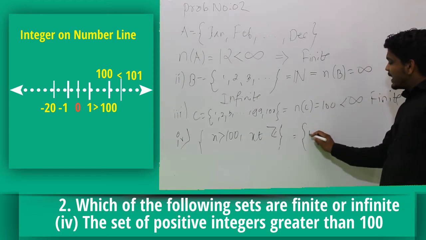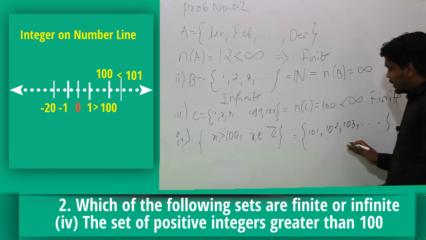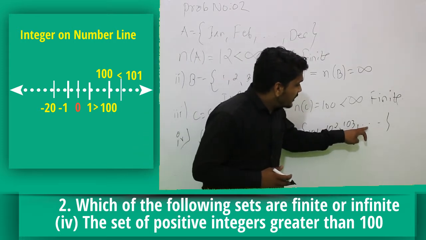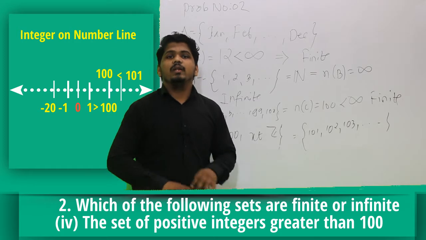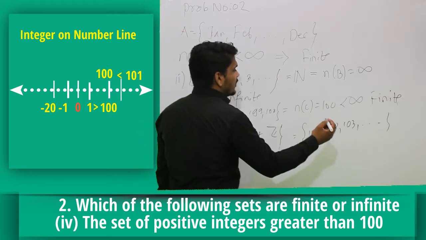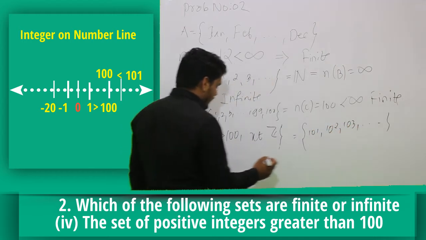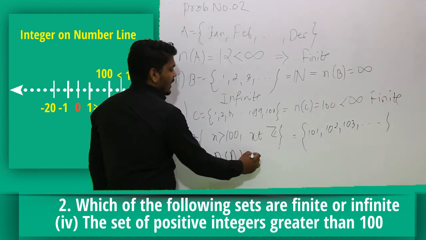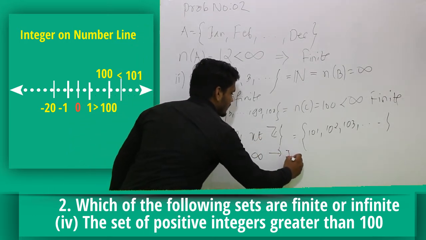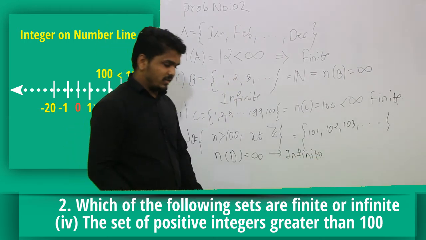I will write here that these are nothing but 101, 102, 103 and so on. I cannot write all the numbers here, therefore I am writing 3 dots. It indicates "and so on". Where will it stop? It will never stop. It will go up to infinity. You cannot count the number of elements in this set. Therefore, the number of elements in set D is infinite. So what can you guess? This set is an infinite set, since it has infinitely many elements.